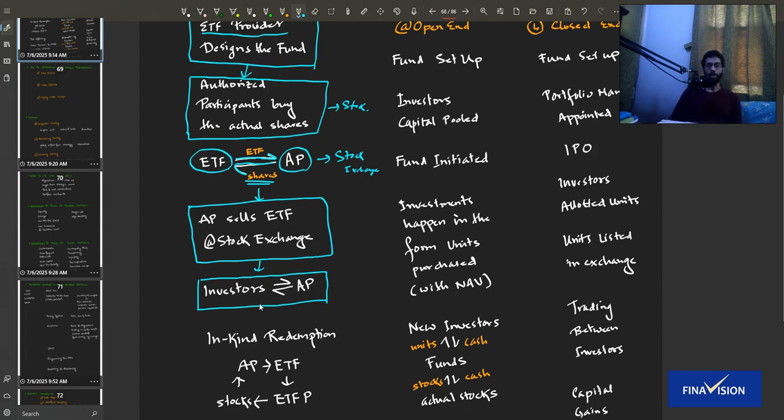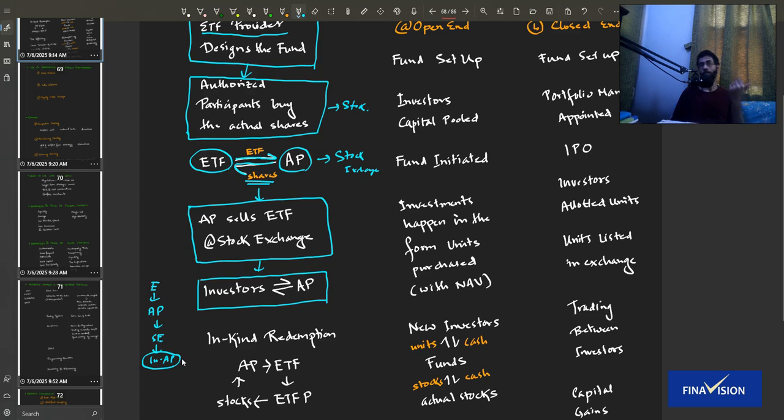Now, once the listing has happened, there is a demand supply game which goes on. Now, what do we mean by demand supply game? The ETF was designed, it was funded, or the stocks were purchased and delivered to the ETF provider by the authorized participants. The authorized participant in return got the ETF units which they listed in the stock exchange. And in the stock exchange, now there is a demand supply equation going on between the investors and the authorized participants, right? Now, if the demand of the investors is more, what the authorized participant does is they buy more stocks and they hand it over to the ETF provider, and the ETF provider provides more ETF units.